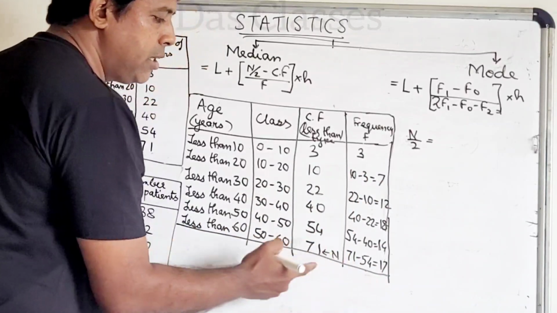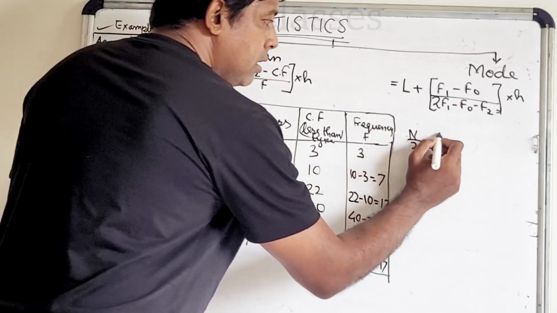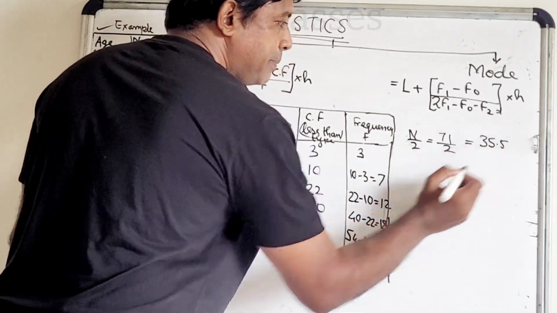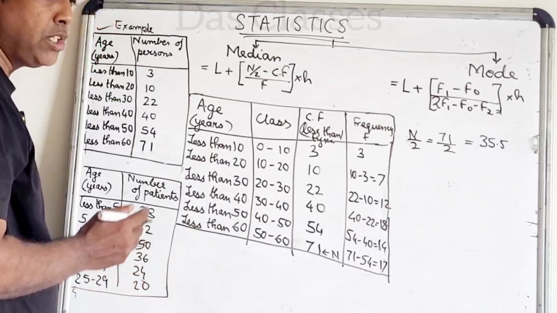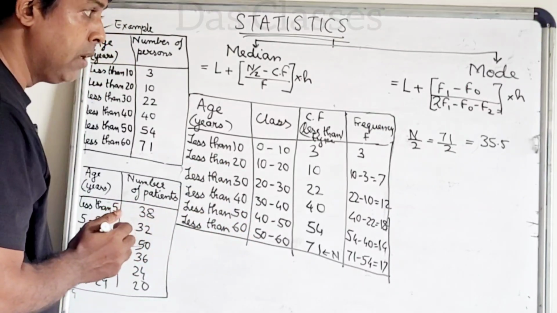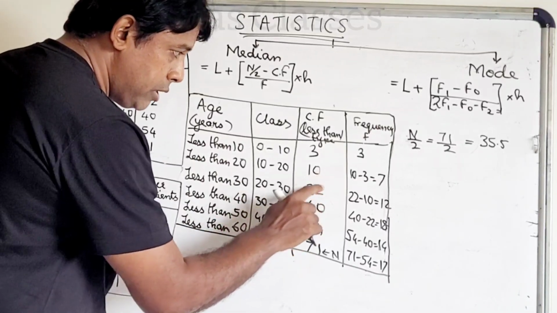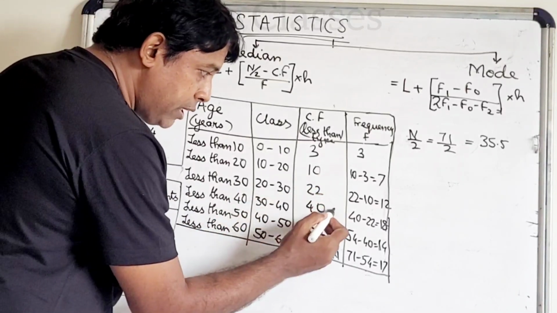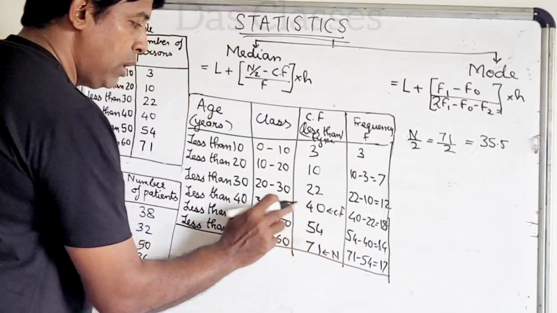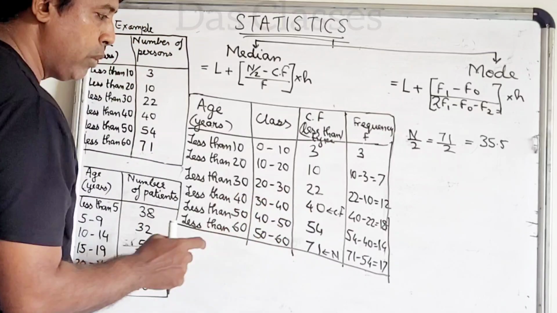Even if you had added it, you would have got 71. So the n is 71 total, that is 35.5. So in the cumulative frequency, you need to find out between which values 35.5 will lie. As you can see, 10 to 22 and 22 to 40, the cumulative frequency is going to lie between 22 to 40. 35.5 is going to lie between 22 to 40.